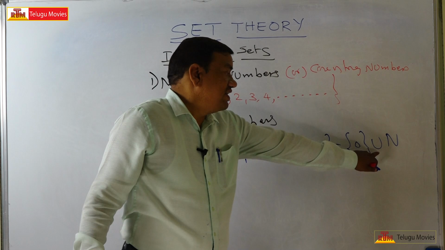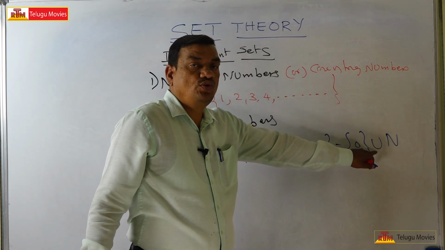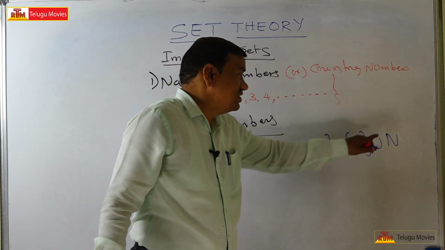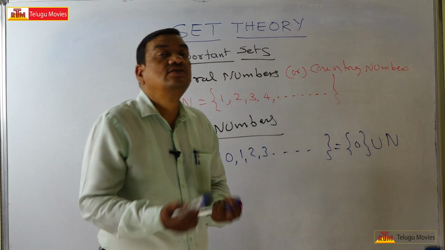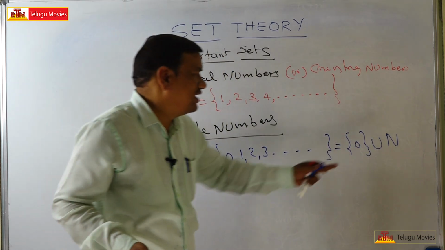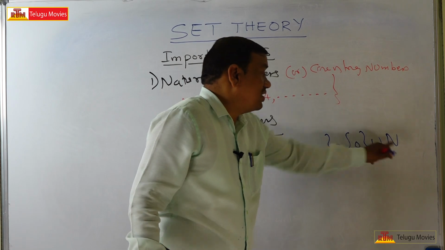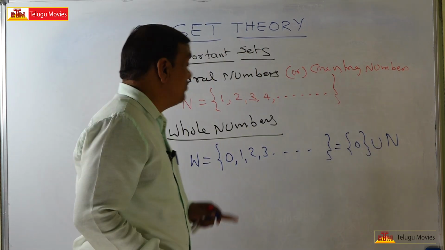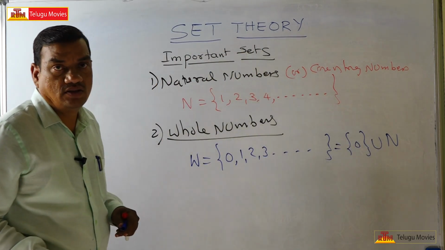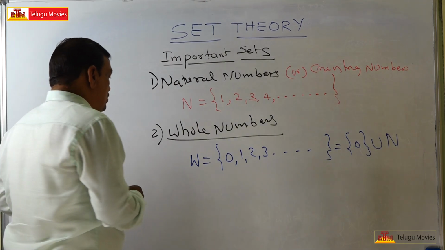I will explain later what union is; this symbol is the union symbol. Union means just like plus: the natural numbers plus the set of 0. Together we call it whole numbers.